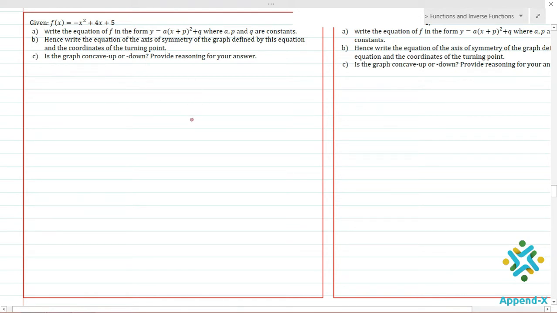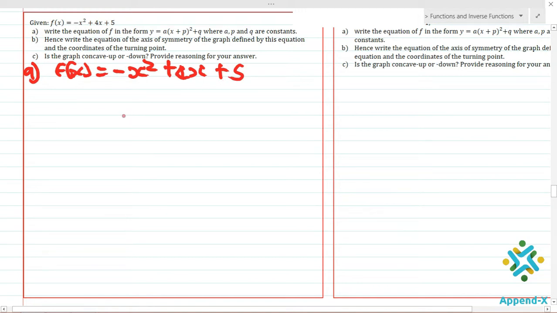The third question says, given the equation f of x is equal to a negative x squared plus 4x plus 5, part A, write the equation of f in the form y is equal to a, open bracket, x plus p, close bracket, squared, plus q, where a, p, and q are constants. That is part A. Now, the equation of f in standard form is given as f of x is equal to negative x squared plus 4x plus 5.